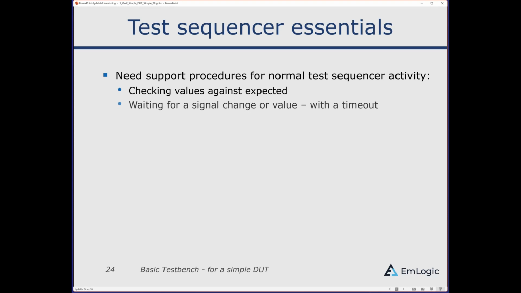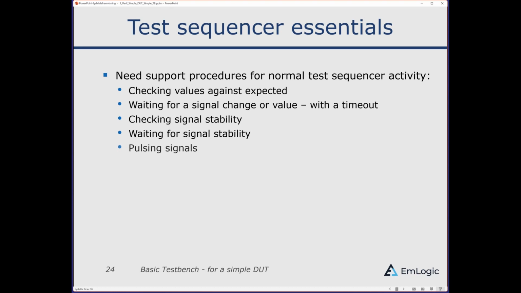So let's look at some essentials for the test sequencer. We need support procedures for normal test sequencer activity, in addition to the log and alert I just talked about, and on top of that. So for instance, checking values against an expected value, checking a signal against an expected value, waiting for a change on the signal or a value on that signal.